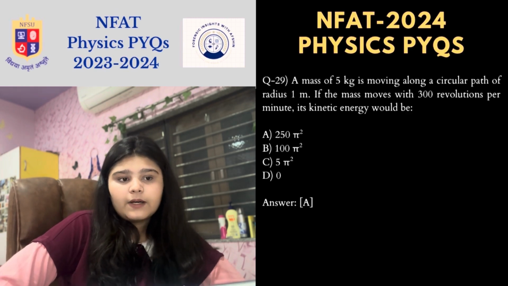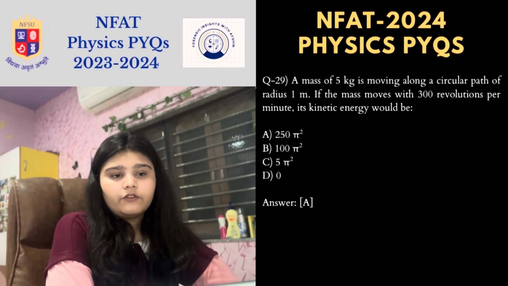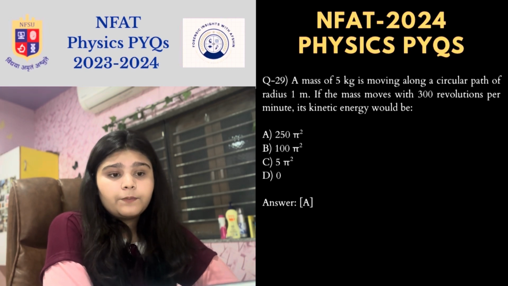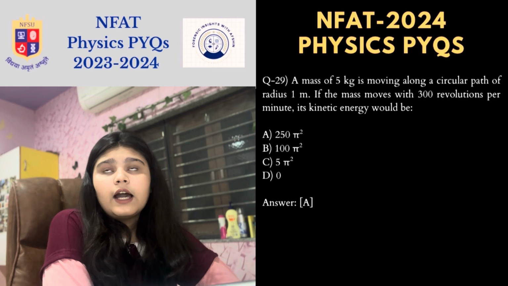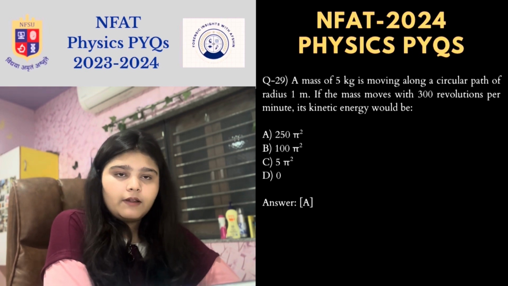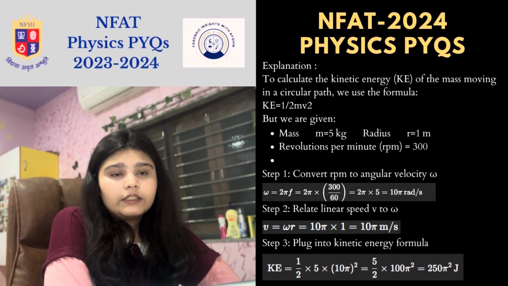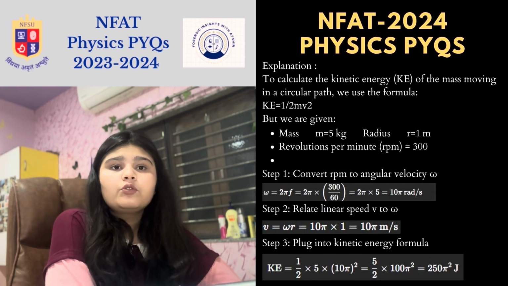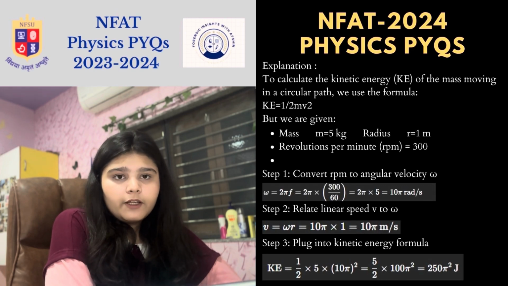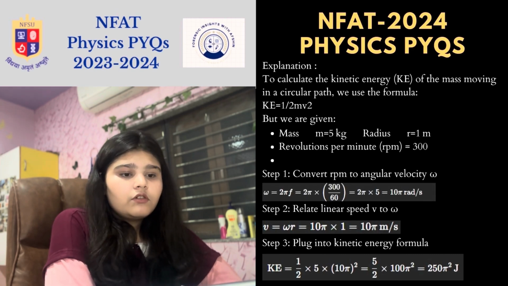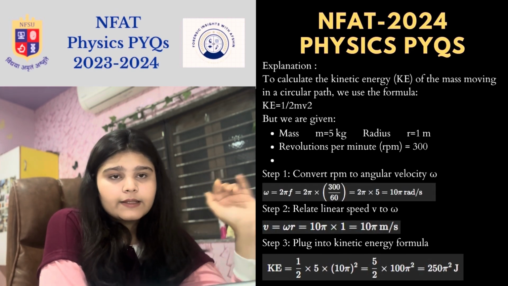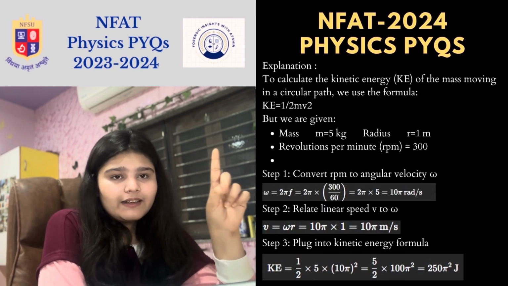Moving to the next question. A mass of 5 kg is moving along a circular path of radius 1 meter. If the mass moves with 300 revolutions per minute, its kinetic energy would be. Since kinetic energy is asked, what is the formula? Half mv squared. Here we are given 300 revolutions per minute, so we will convert RPM into angular velocity omega. Omega will be 2 pi f, so 2 pi into 300 by 60, because it is per minute, so 60 seconds. That's why its value will be 10 pi radians per second.